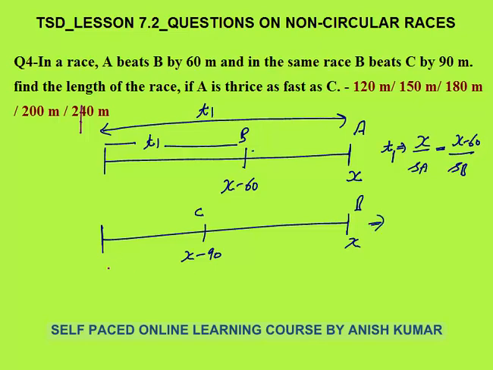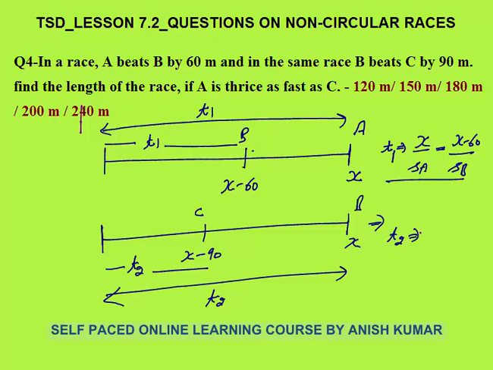In the same way, let's say in t2 time, C covered x minus 90, and in t2 time, B covered x meter. You don't need to write t1, t2 in the exam; I'm just writing this in order to explain to you. You should only write these equations. t2 time is distance upon speed: B covered x distance with the speed of SB, and C covered x minus 90 with the speed of SC.